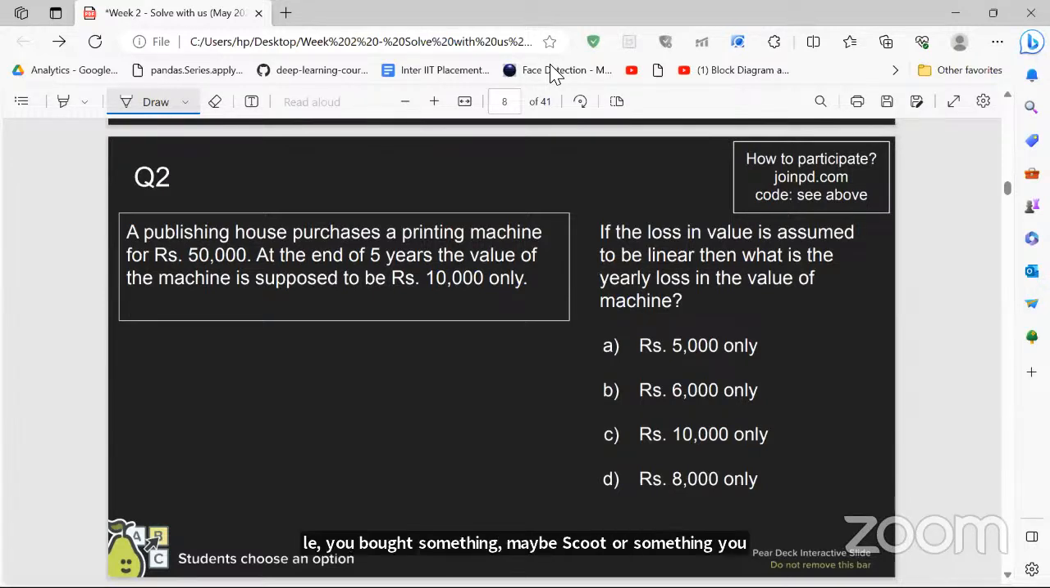So per year there is some depreciation, right? If you are using something, the cost cutting will happen. The depreciation will happen because it is getting older and older, right? Now it has been given that the loss you are suffering per year is linear. So the loss is in the form of linear. Now you have to tell how much loss you are suffering per year.